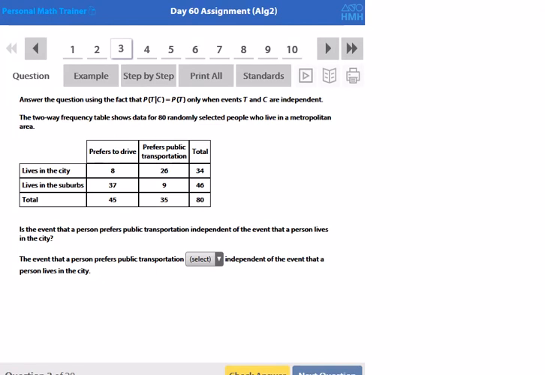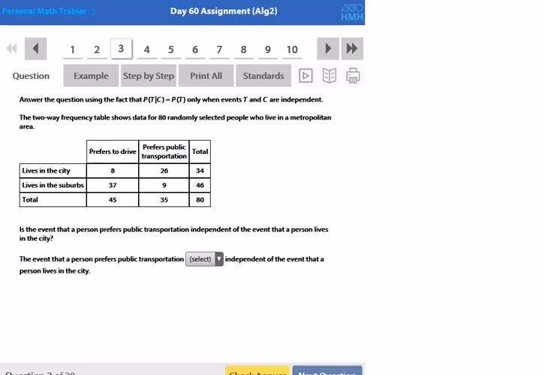Here's some examples from the day 60 assignment, where we're continuing to work with compound probability. In this case, it's going to be conditional probability. So here they give us a two-way frequency table. There's 80 people at random, and it's comparing where they live to how they prefer to get around town. Is the event that a person prefers public transportation independent or dependent of living in the city?